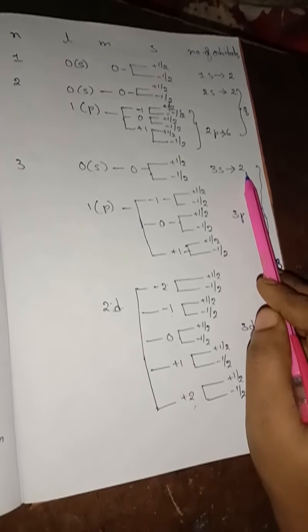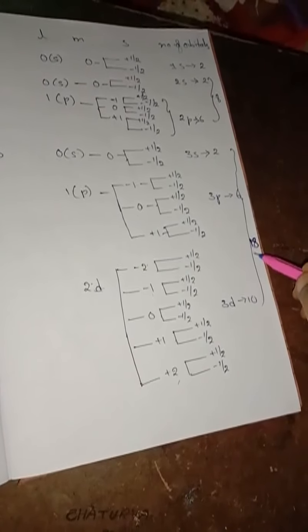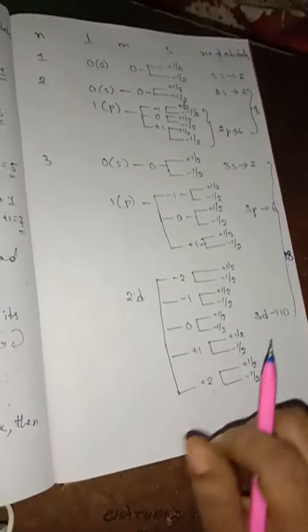2. The number of electrons it can accommodate is 2. For p it is 6, and for d it is 10. See, 1, 2, 3, 4, 5, 6, 7, 8, 9, 10. So in the third orbit, 2 plus 6 plus 10, a total of 18 electrons can be accommodated. Do you understand, children?